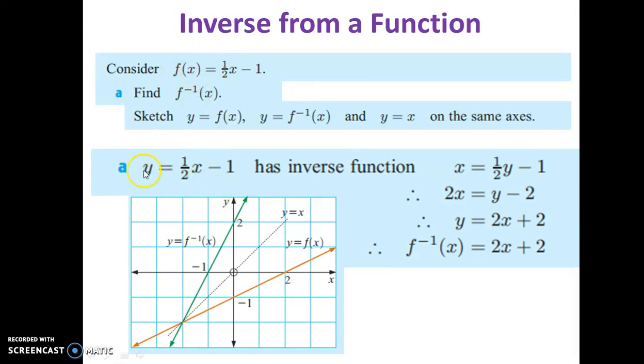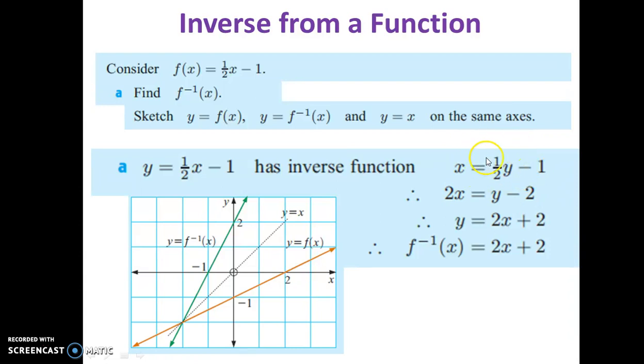Instead of f of x, we've written y here. The definition of an inverse says we interchange the x and y values. That means I'm going to rewrite this one, but I'm going to write x here and y here. So here it is. X goes there now, and y goes here. By doing that, by switching the x and y, you have created the inverse function. This is already now the inverse.